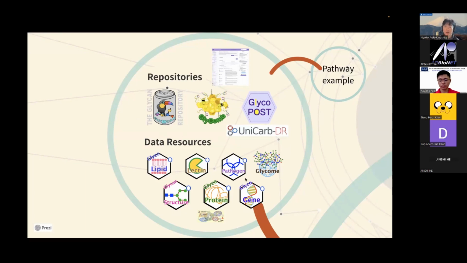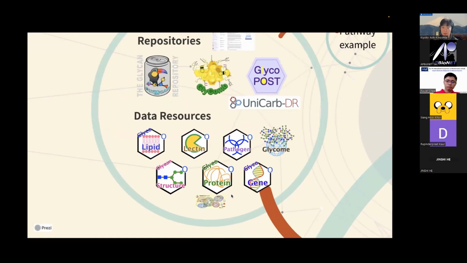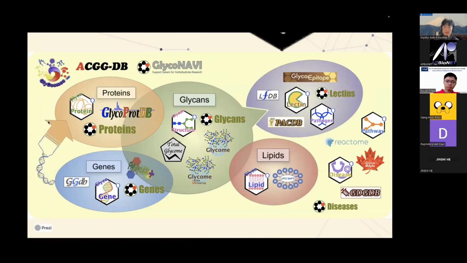For those who want to understand and learn more about glycans and find out their relationships with other information, we have this data resources section. You can see these icons indicate what type of data you're looking at: glycolipids, glycan binding proteins, which are called lectins, pathogens, entire glycomes, glycan structures, glycoproteins, and genes, the enzymes I mentioned before.